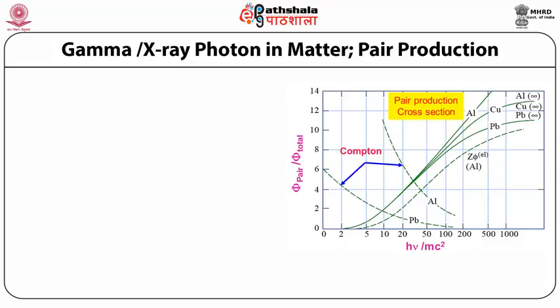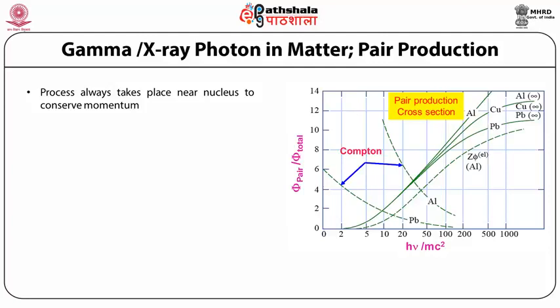Gamma ray photon, X-ray photon in matter, pair production. So we continue our discussion about the pair production of gamma rays in matter. In the case of pair production, the process always takes place near the nucleus to conserve momentum. So it is seen that pair production always takes place in the neighborhood of the nucleus. Why is it so? Because the process has to conserve momentum. To conserve that momentum, the process takes place near the nucleus.